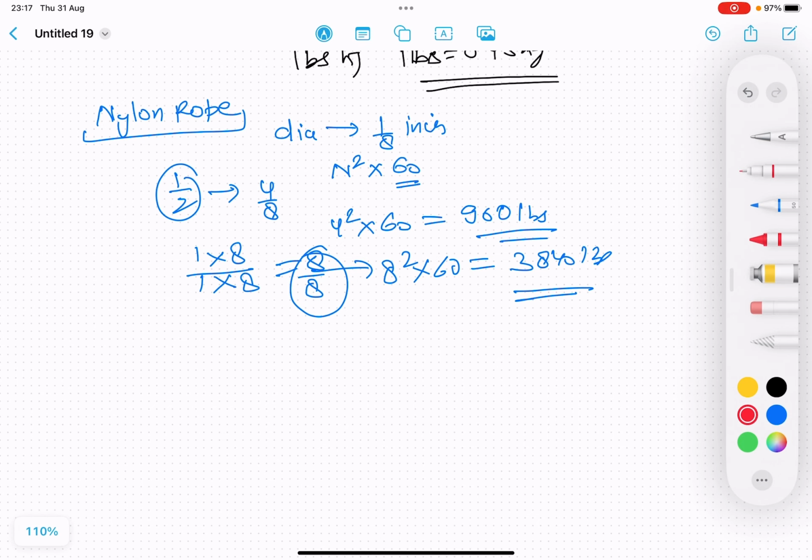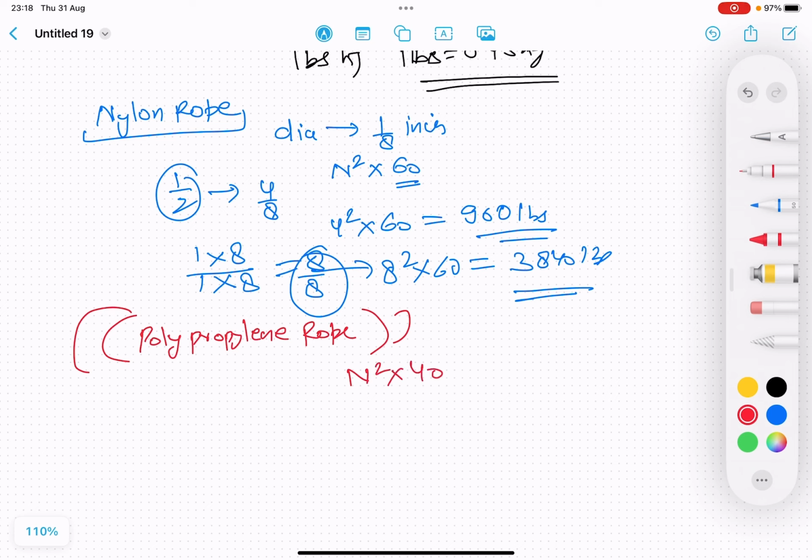Now let us consider another case apart from nylon: the polypropylene rope. If someone asks you how to identify it, the procedure is the same. For the polypropylene rope, it is n squared into 40. Simple.